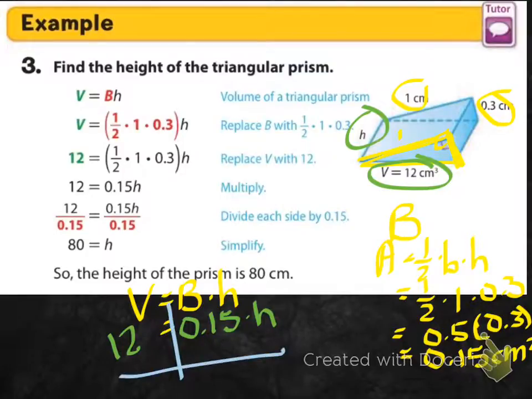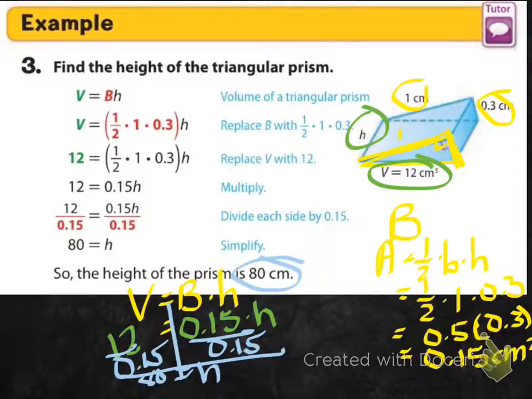So now we just do our magical t-chart and solve for the letter h. We're going to divide both sides by 0.15, and we do 12 divided by 0.15, which, lucky for us, they did the math for us, is going to be 80, and so 80 centimeters is the unit that's missing. And please make sure that you're writing 80 centimeters, not cubic centimeters or square centimeters, because this is just a dimension. This is just the height, and they're not giving that to us in cubic or squared centimeters.